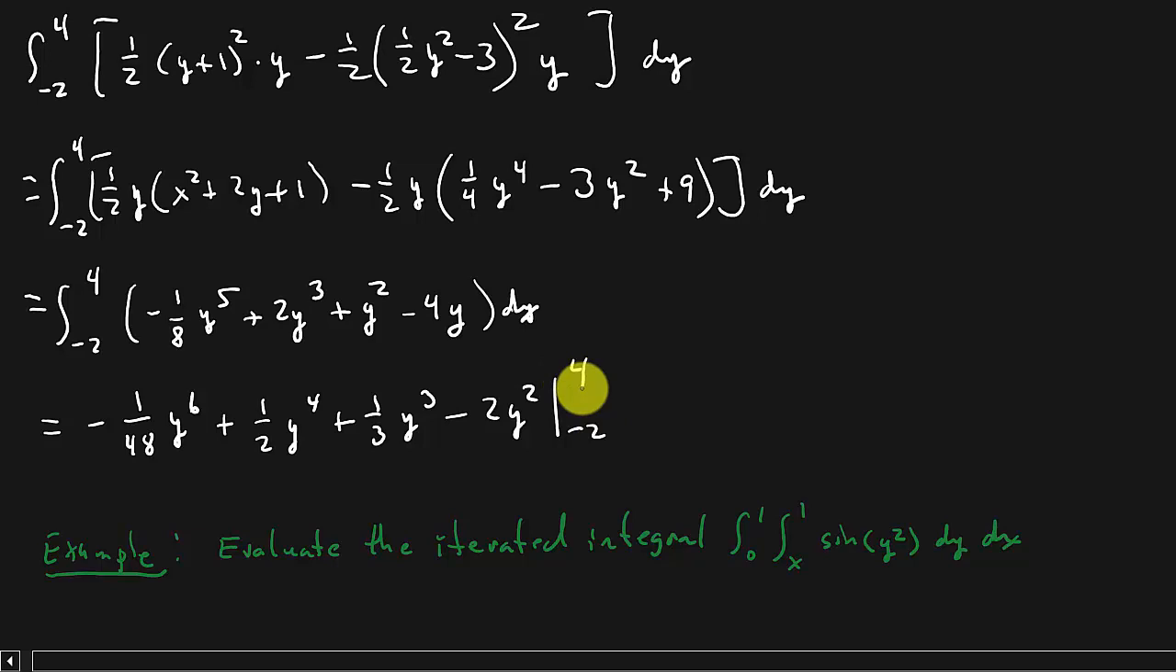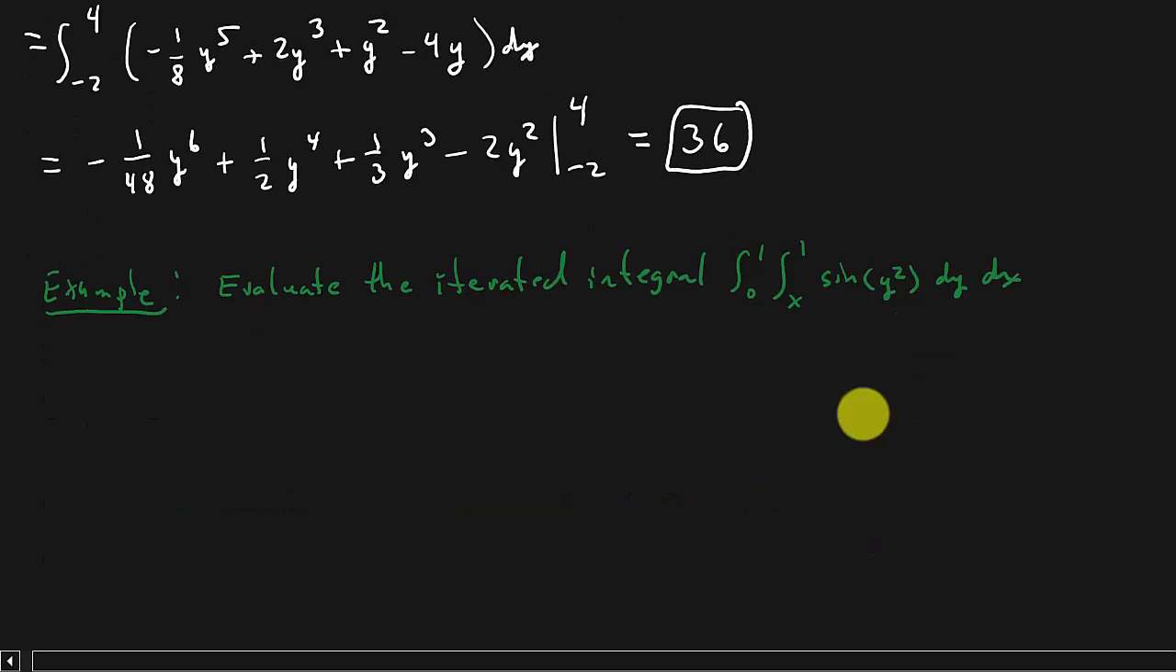All right, plug the 4 in, plug the negative 2 in. At this point, you should be able to do that by now. I showed the work in earlier problems. So for this one, that's going to be 36.